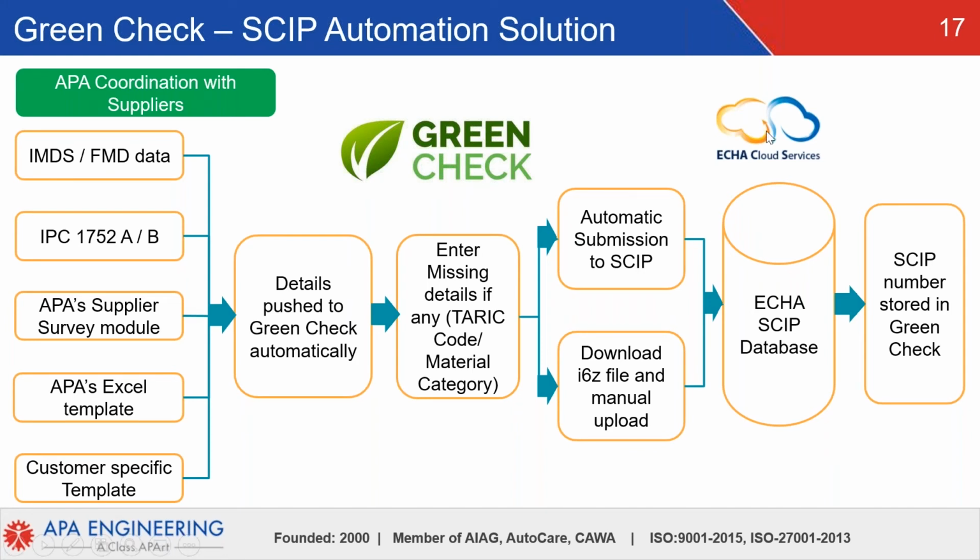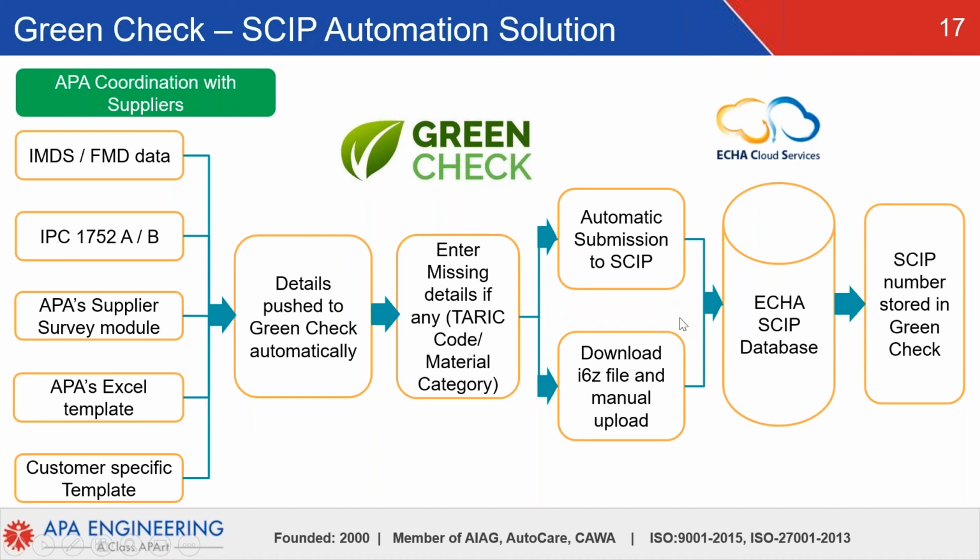So for ECHA, there are two methods. One is that one can get inside the ECHA cloud services, like Gmail, and compose the entire structure manually for your part. Or, if you have a huge volume, a third party can create the dossier, and at a time we can push it through the ECHA portal in an automatic way. And once it is pushed, the SCIP number will be generated by ECHA, and that will be stored back in GreenCheck.